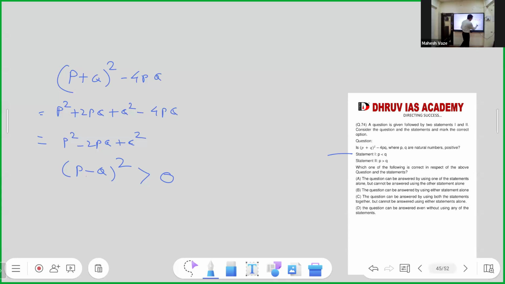So now we will see this option: the question can be answered by using either statement alone. Either you can use the first statement or you can use the second statement. Here the concept you are using is that the square of any number, positive or negative, is always positive, and of course these algebraic expressions: a plus b square, a minus b square, a plus b cube, a minus b cube, etc. So the option is B. It can be answered by any statement alone.